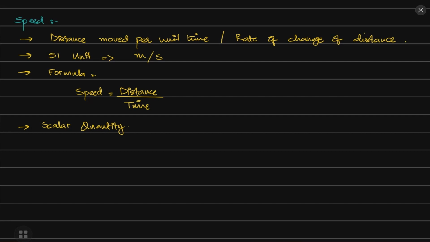All right, but I have a question for you. So if we have speed in a specified direction, what do you call it? Velocity. So there you go. That's about speed. What about average speed? Any idea?